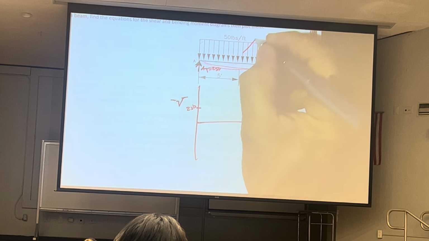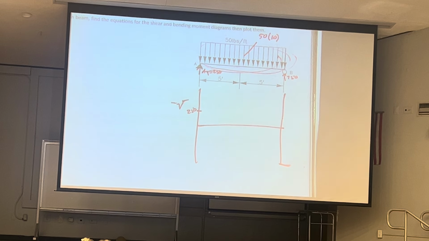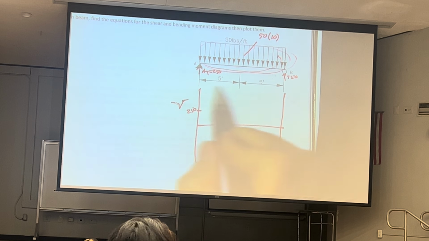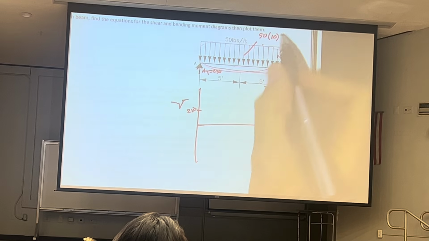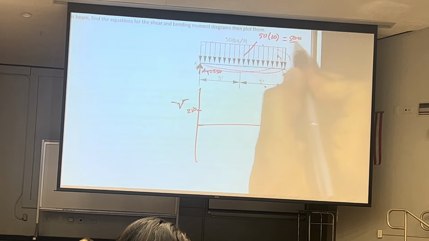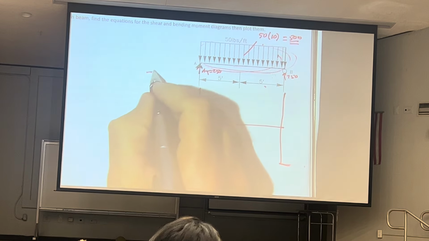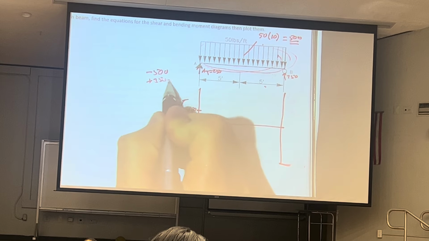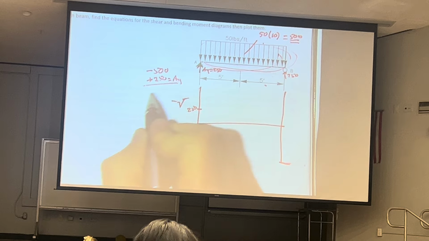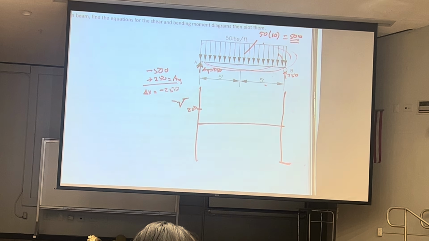What's the area underneath this curve? 50 times 10. It's a rectangle. What's base? Base is 10. Height is 50. That is 500. Correct? So I have minus 500 plus the 250, which is AY. Change in my shear has to be a minus 250.